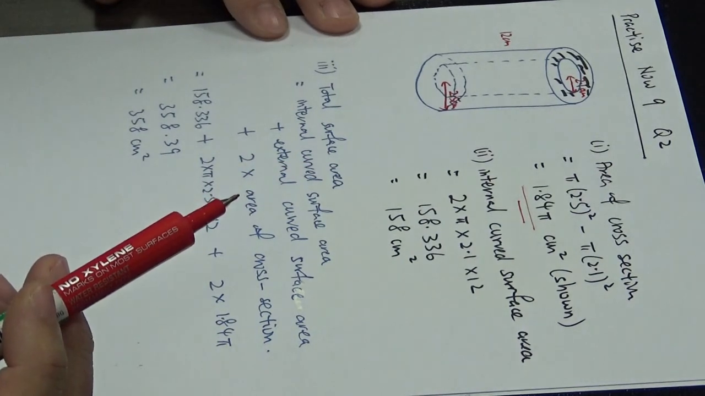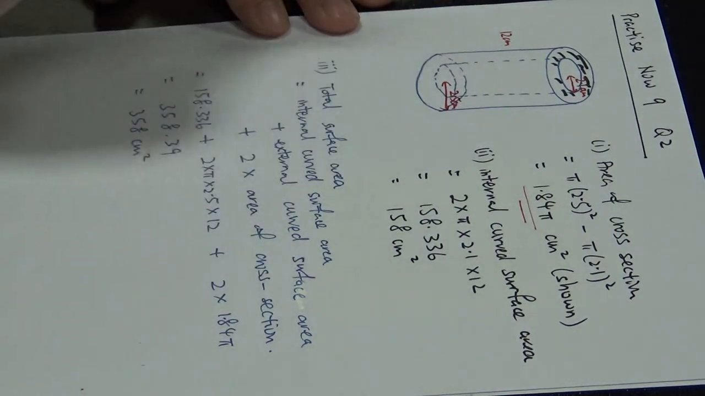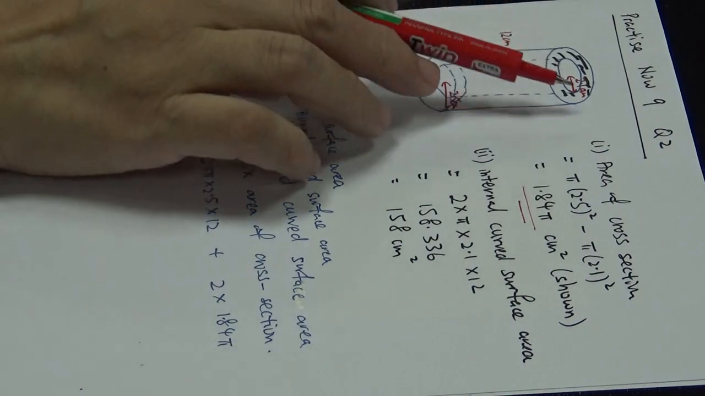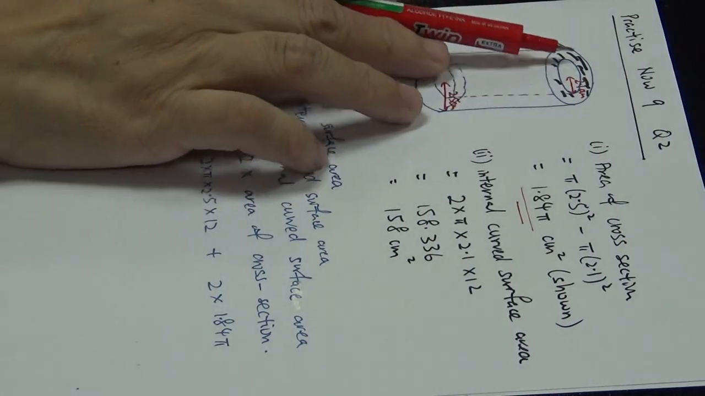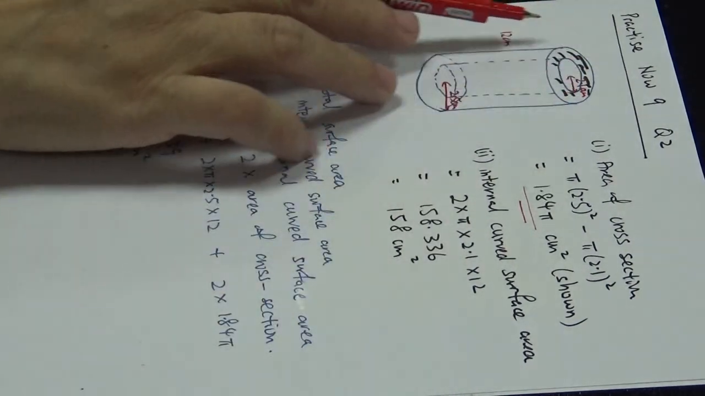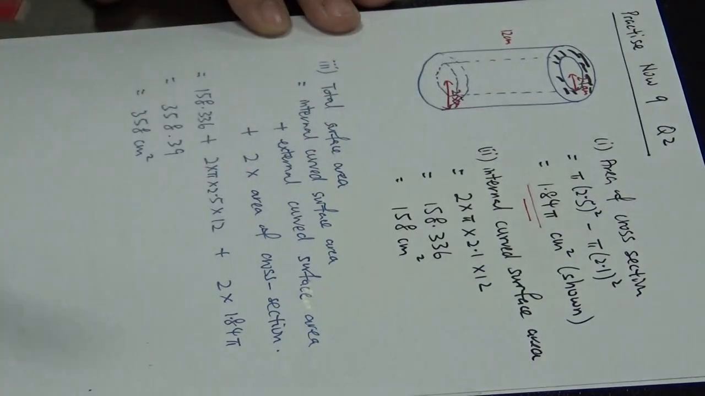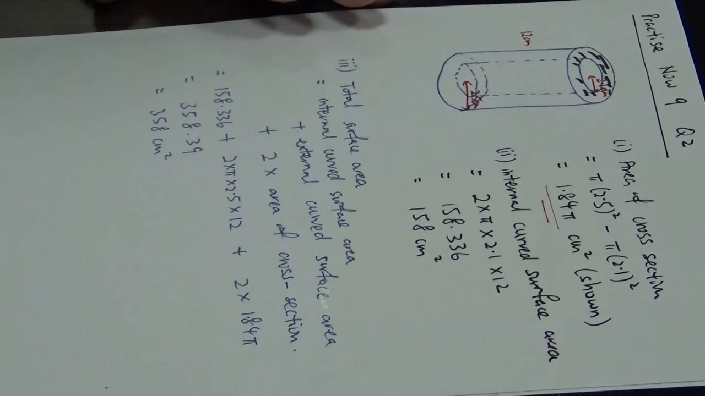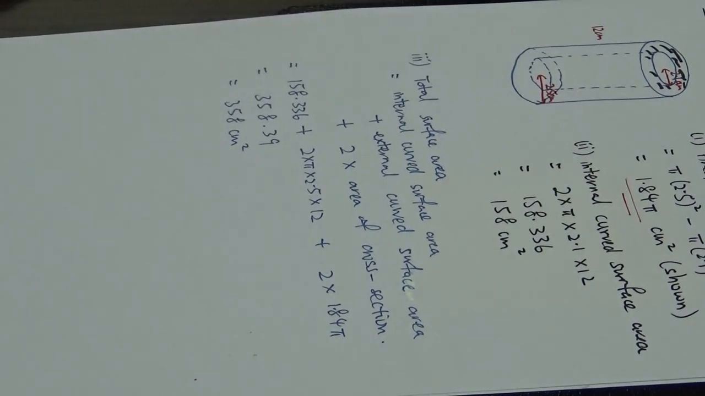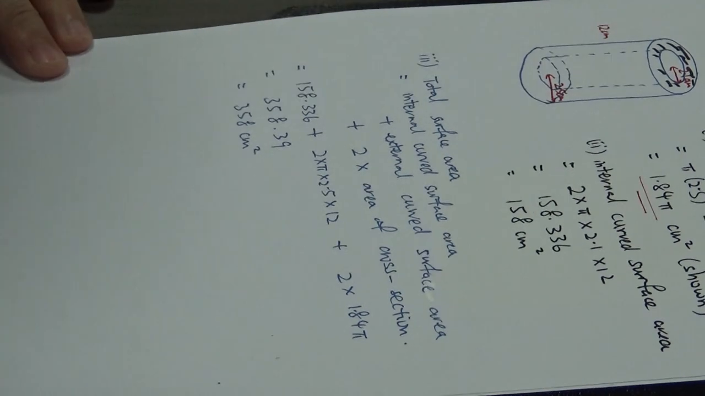Hence, find the total surface area of the pipe. Now, I want all of you to make sure you know that the total surface area of the pipe is the internal curve surface plus the external curve surface plus these two rings here on top and below. So, the total surface area will be internal curve surface plus external curve surface plus 2 times the area of the cross section, which is the two rings.